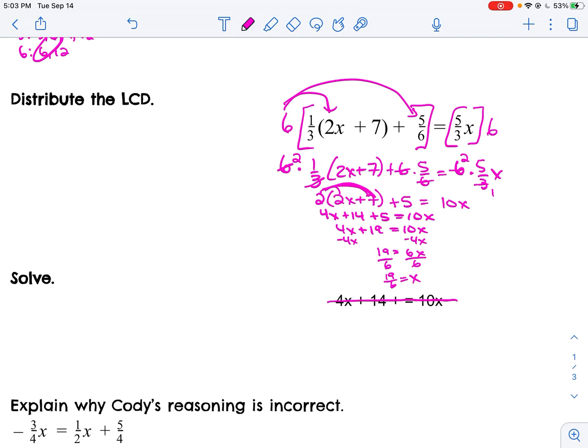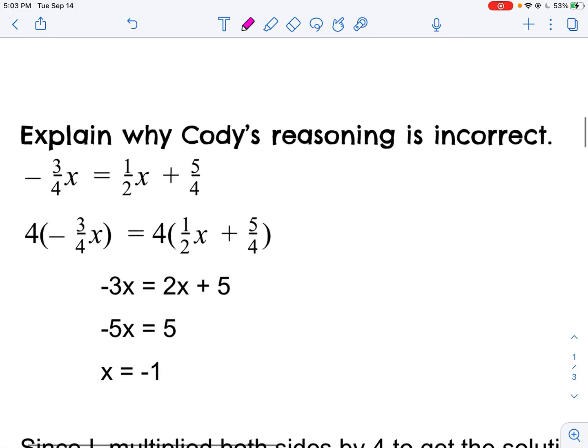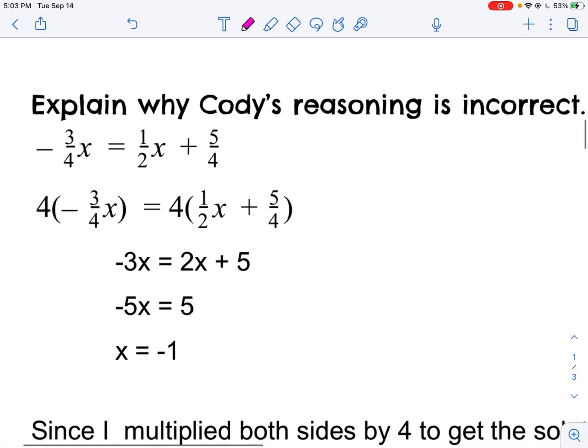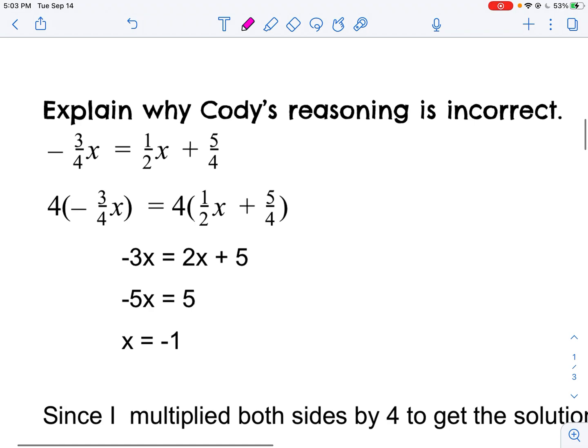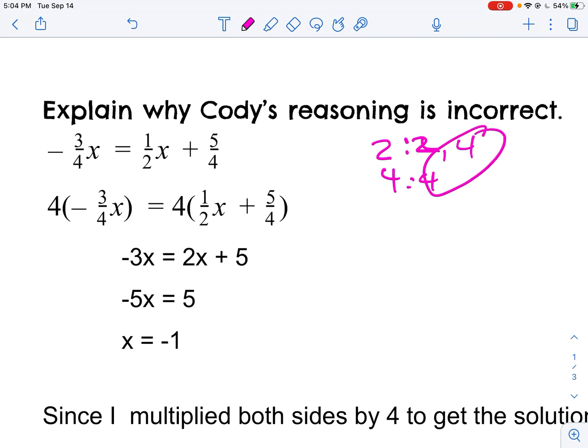Ignore this because I forgot to write part of it. So, explain why Cody's reasoning is incorrect. So let's look at the least common denominator, 2 and 4. We have 2, we have 4, look at that. That's our least common denominator.